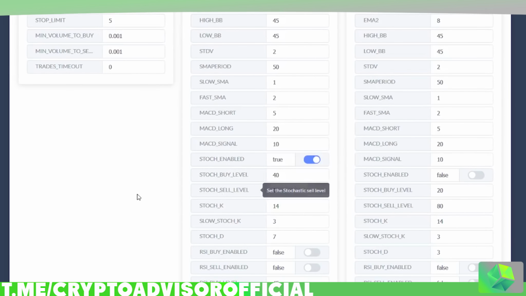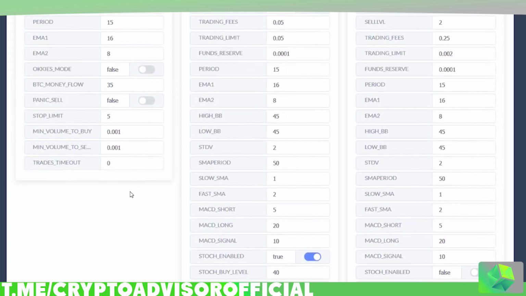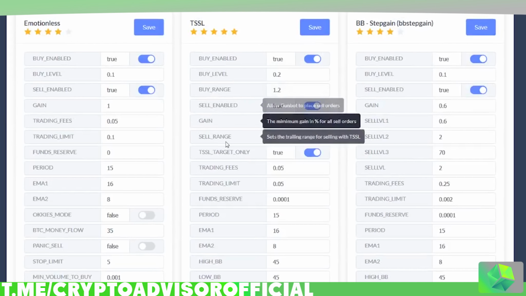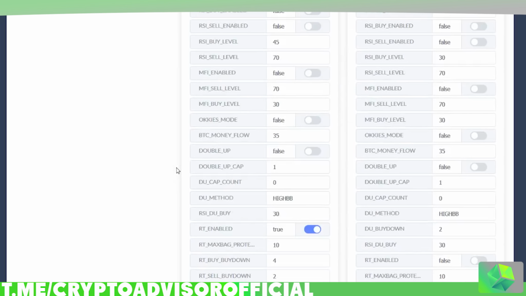And then for stock sell level, I set that to 0, because I think the selling, I just want to have it so once the TSSL gives a sell signal, it sells. I don't really care if the stock RSI is giving a sell signal or if it's oversold. I just want to get my profits. So that's why I'm sticking purely to the TSSL sell strategy without stock RSI. And so I set it at 0.